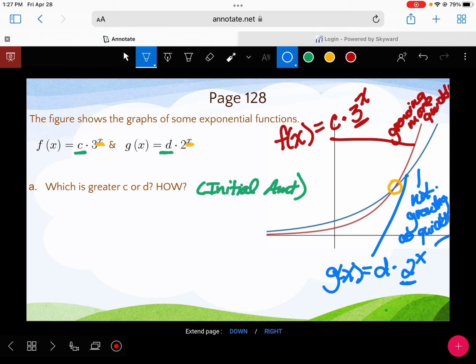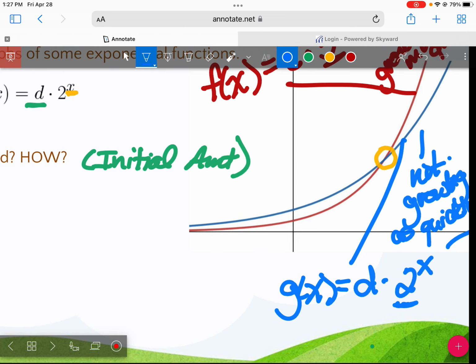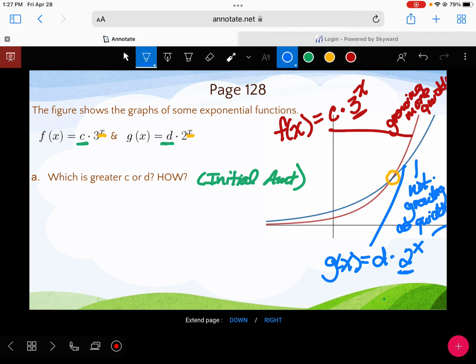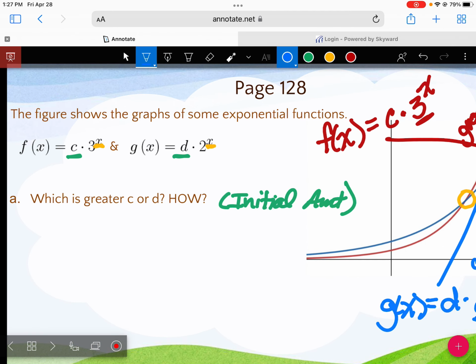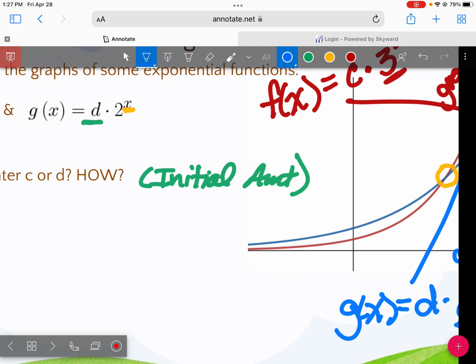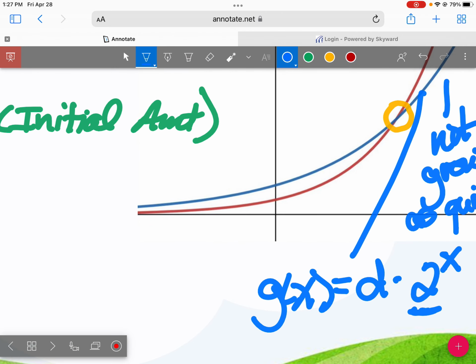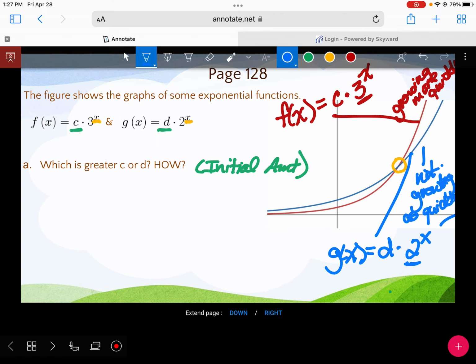Are they starting on the same point? Are they supposed to start on the same point? Well, what are those initial points? What are my initial points, guys? If I look at these equations, what are my initial points? C and D, right? So one of these is C and which one is D? I don't remember. Which one does the red line start at?